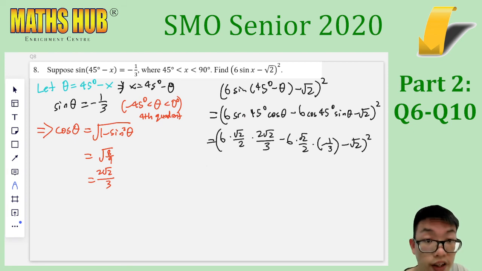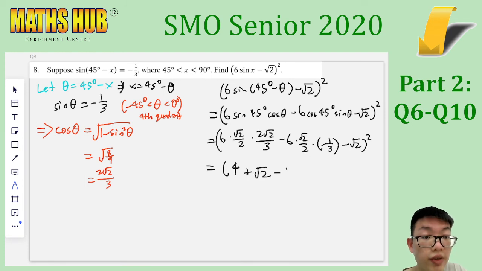Now, simplifying all of these, the first term is just 4, the second term is plus square root 2, and you have minus square root 2. So in the end, the plus and minus square root 2 cancel out, and the final answer is 16.